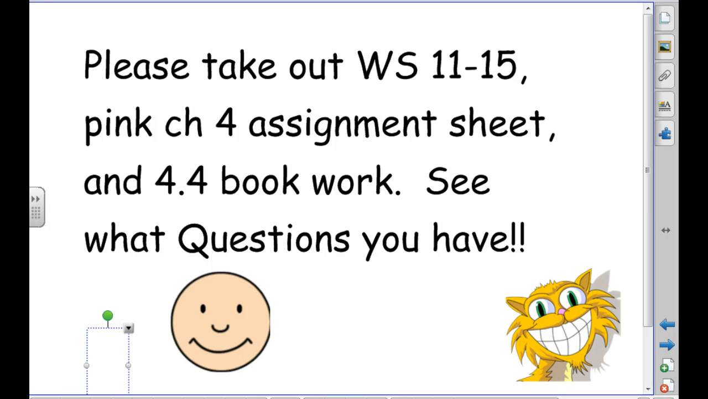Okay, guys, you should have out worksheet 11 through 15, the pink sheet, and the 4.4 bookwork. I will be going over questions, but first, there's a couple basic things I want to go over.